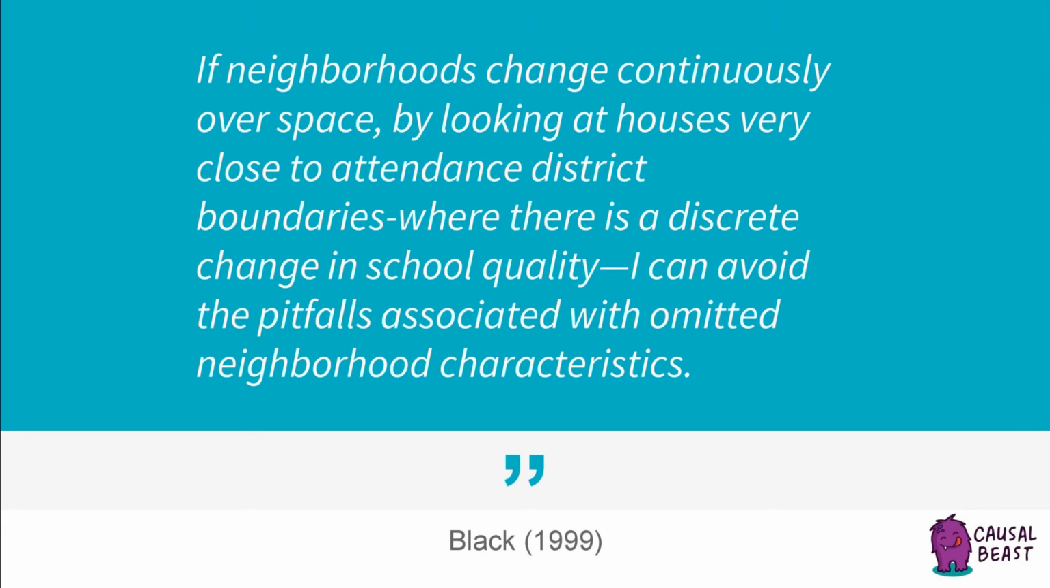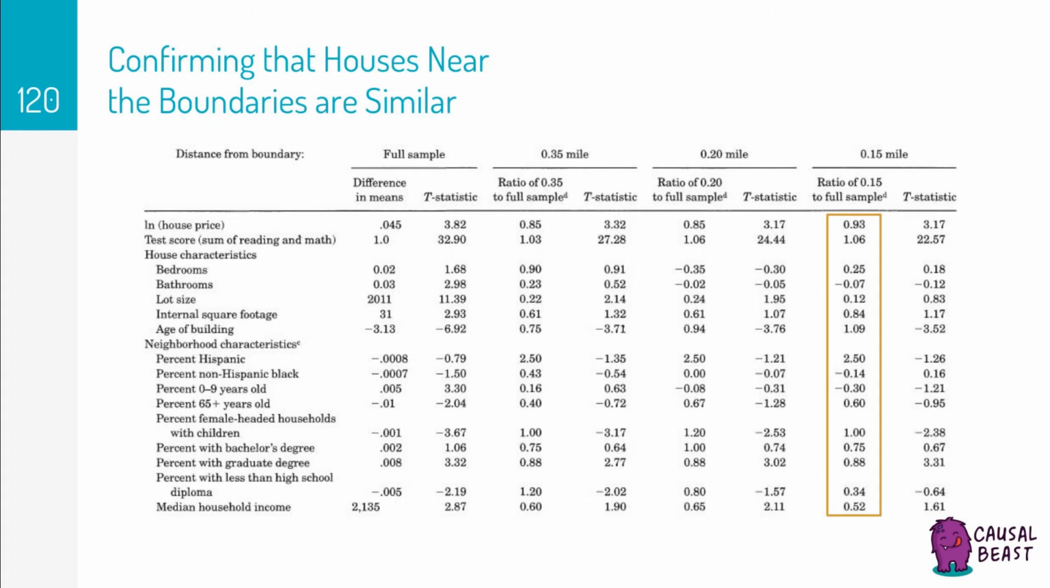And this is, in her words, why regression discontinuity would be useful for this problem. If this assumption is correct, then the difference in mean home values located on opposite sides of attendance district boundaries can be attributed to the differences in primary school exam scores only. Researchers will try to confirm their assumptions if they can.